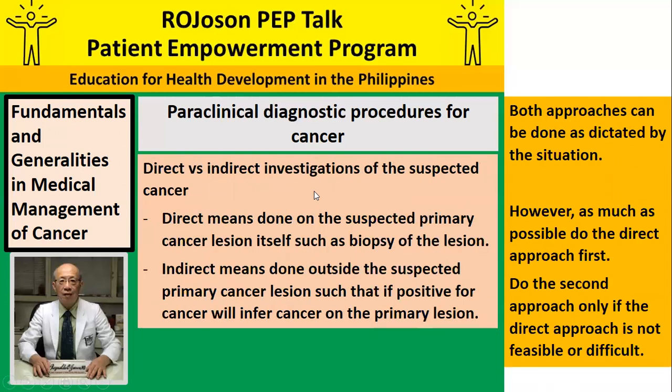Direct versus indirect investigations of the suspected cancer. Direct means done on the suspected primary cancer lesion itself, such as biopsy of the lesion. Indirect means done outside the suspected primary cancer lesion, such that if positive for cancer, will infer cancer on the primary lesion. So both approaches can be done as dictated by the situation. However, as much as possible, do the direct approach first. Do the second approach only if the direct approach is not feasible or difficult.